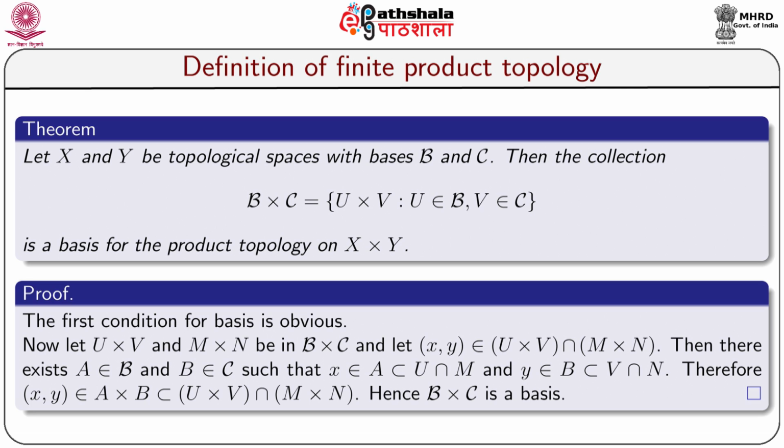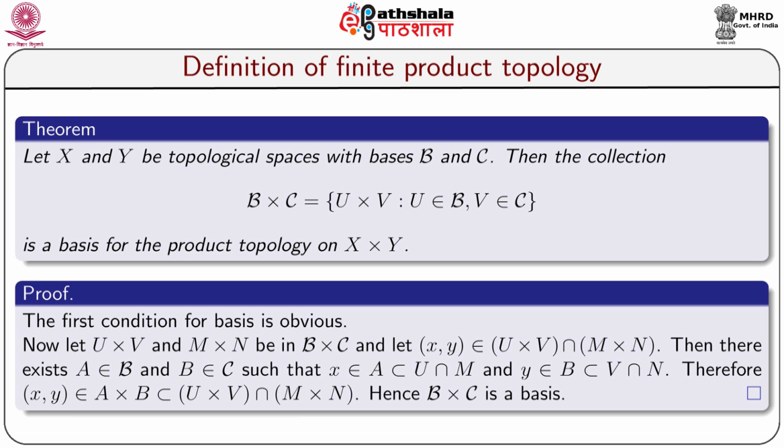The first condition for a basis is obvious. Now, let U cross V and M cross N be in script B cross C, and let (x, y) belong to the intersection of U cross V and M cross N. Then there exist A belonging to script B and B belonging to script C such that x belongs to A, a subset of U intersection M, and y belongs to B, a subset of V intersection N. Therefore, (x, y) belongs to A cross B, a subset of the intersection of U Cartesian product V and M Cartesian product N. Hence, script B cross C is a basis.